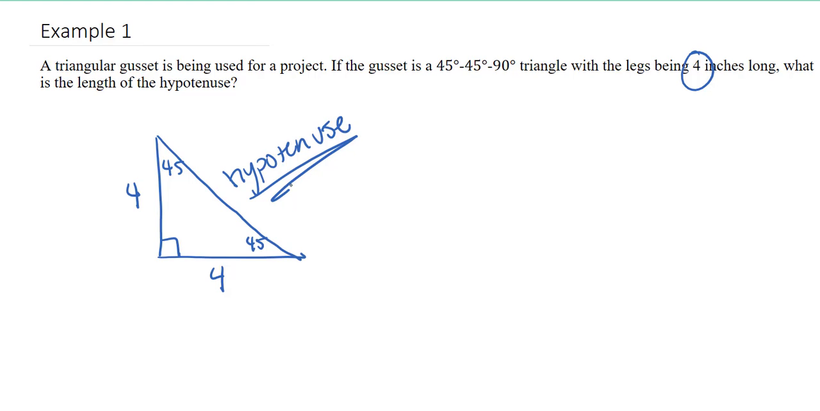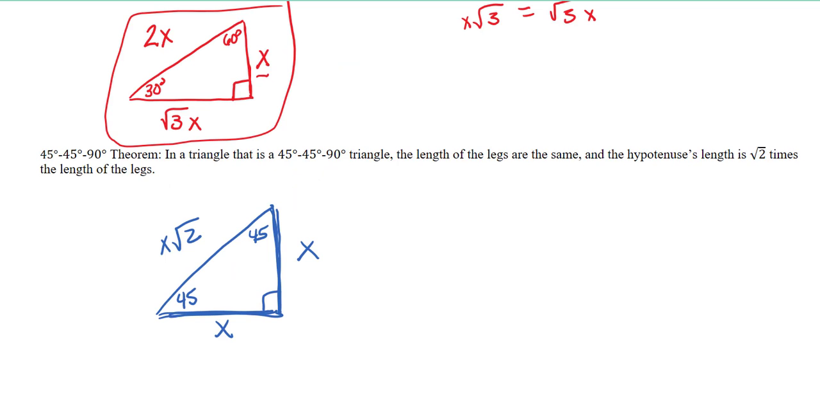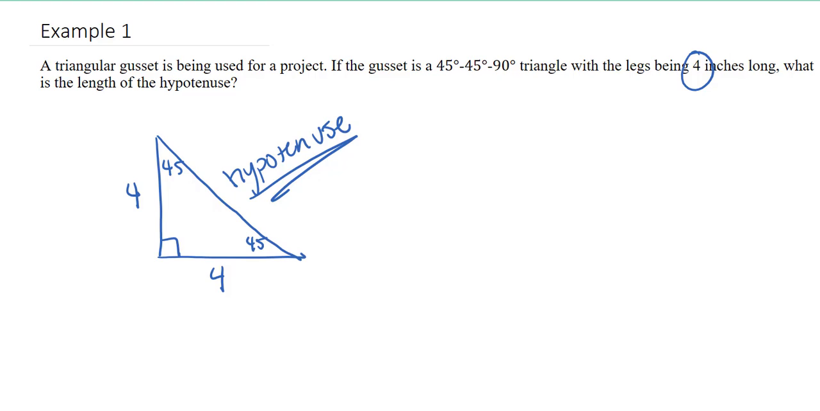If we look at this triangle, all we have to do is multiply x, which is equal to 4, by the square root of 2 in order to get the hypotenuse. So the hypotenuse is equal to 4 times the square root of 2.